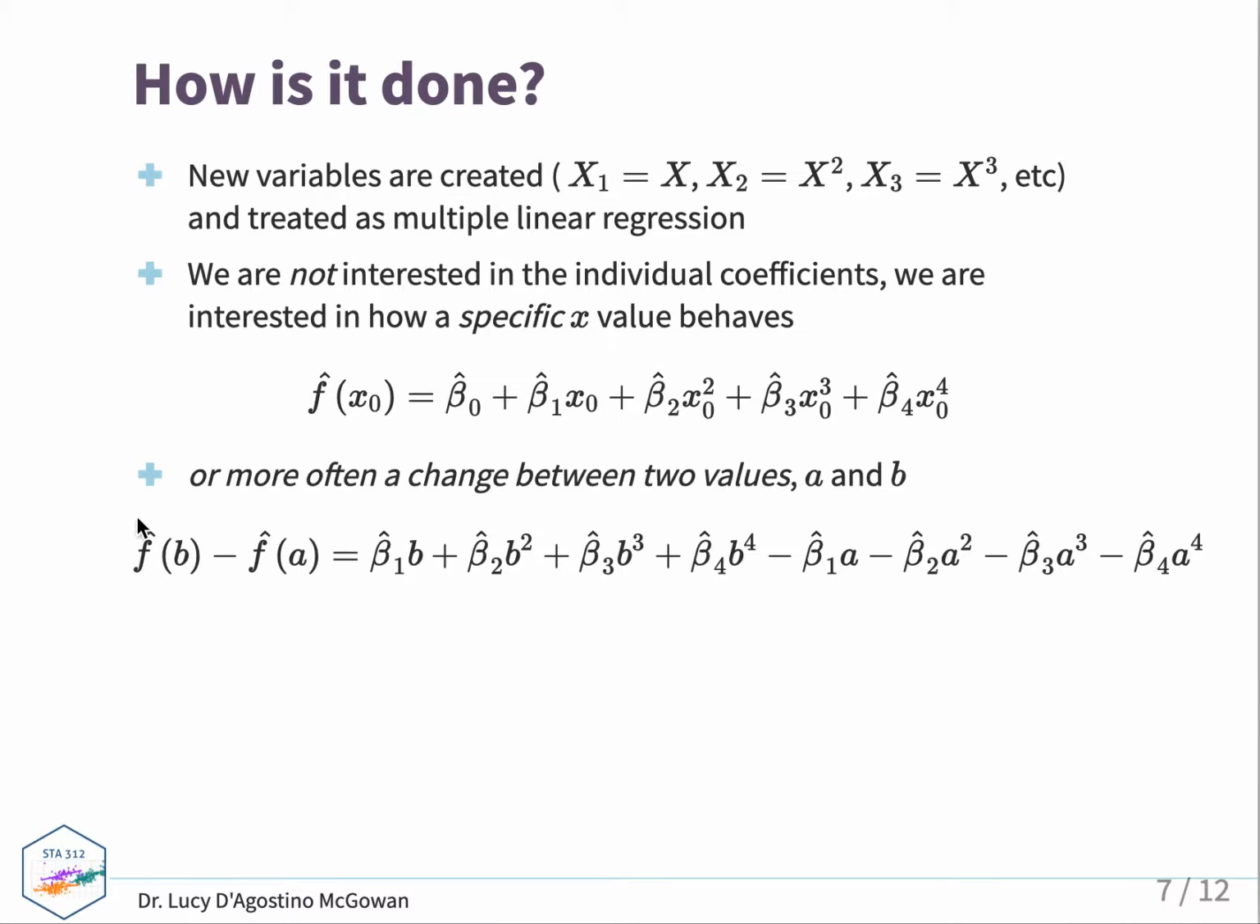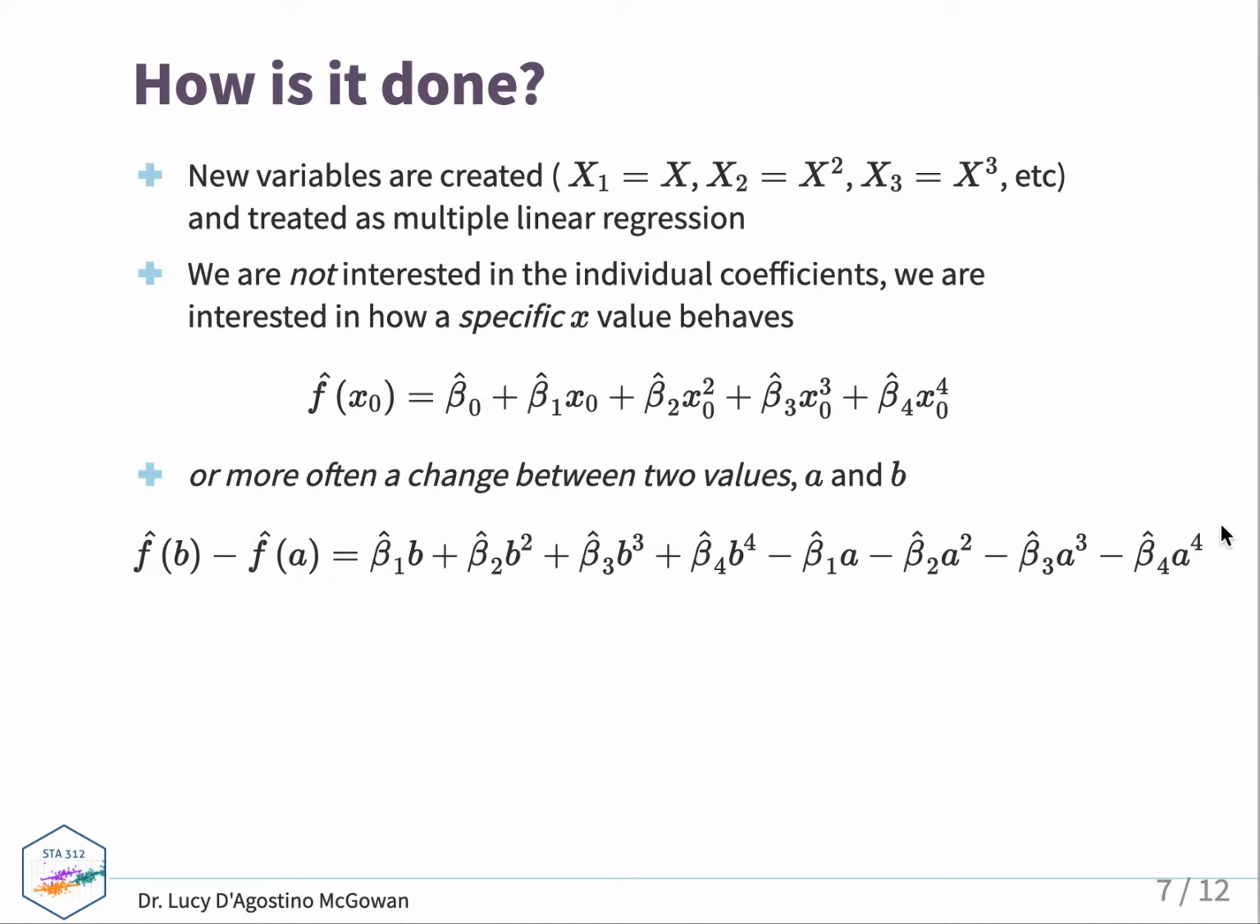And so for that, we would calculate the difference between the linear model fit with b plugged into each of the x values, and then subtract that same model with a plugged into each of the x values. So if I plugged in b for every x here, that's what I've done in these first 4 terms. And then if I plugged in a and subtracted those for every term, that's what these last 4 terms are. And the reason there's no intercept is because the first part is going to have an intercept, the second part is going to subtract the intercept, and so those just cancel out.